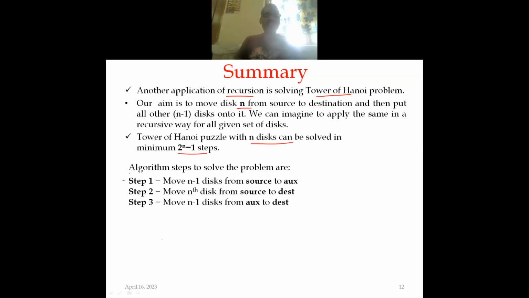And these are the three important steps which we write as algorithmic steps for solving this particular problem. First, move n minus 1 disks from source to auxiliary, then move the nth disk from source to destination, and then move n minus 1 disks from auxiliary to destination. Got this point? So this is what you have to understand: from where to where we are moving. These are the algorithmic steps for solving this problem. We also wrote this recursive function for solving this problem in C.